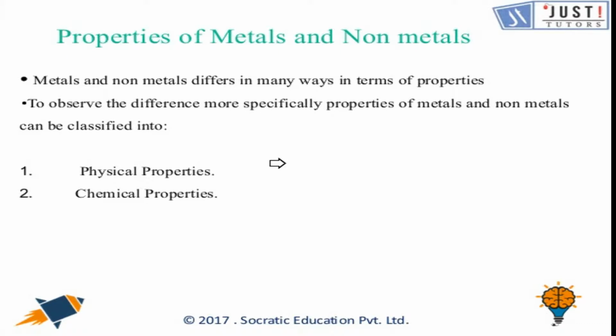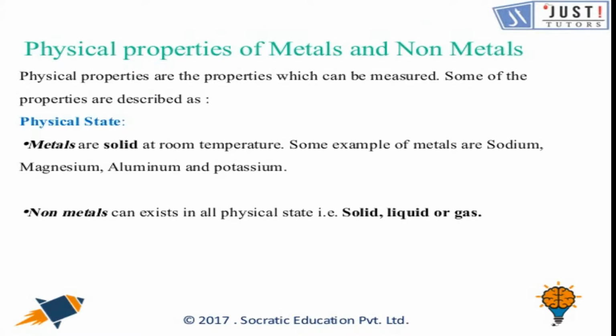Based on their properties, we have categorized metals and non-metals into two parts: physical properties and chemical properties. Physical properties are more about their physical state, and chemical properties are based on how they react chemically with other things. Here we'll first learn about the physical properties, which are the properties that you can measure.